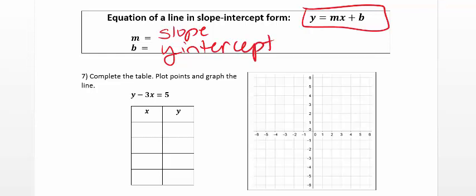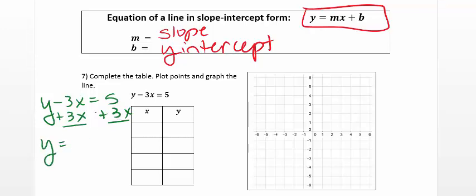In number 7, we want to go ahead and look at this equation and get y alone before we fill out our table. So we have y minus 3x is equal to 5. To get y alone, I have to move this minus 3x to the other side. So I'm going to add 3x to both sides, and I'm going to get y is equal to, and I'm going to put this term of 3x in front of the 5. And now this looks the same as this.